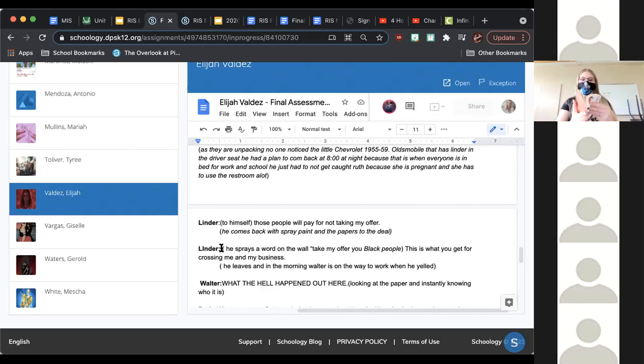And if you want a good example of a monologue from our book, go to page 136. Asagai has a monologue, right? It's pretty long, and he's trying to explain to Beneatha all these things. And you can do that for Mr. Linder too. Those people will pay for not taking my offer, like he's muttering under his breath or something, right? And then you can have him circling around the house or pulling things out of his car, and just a monologue, so that if he were on stage, the audience knows what's going on and knows what he's thinking.